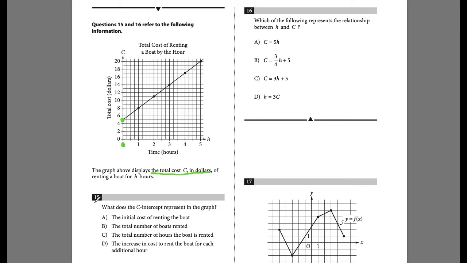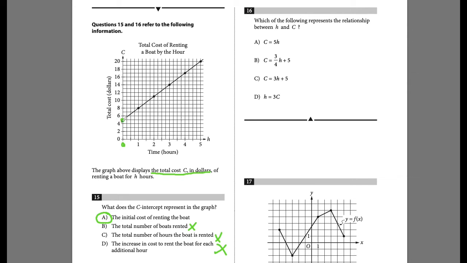So if we look at the answer choices for number 15, A is the initial cost of renting the boat. That's actually going to be the answer. But we'll look through the rest of the answer choices. B is the total number of boats rented. That's not it. The total number of hours the boat is rented. That's not it either. The increase in cost to rent the boat for each additional hour. That would not be it. So for number 15, the answer is A. 16, which of the following represents the relationship between H and C?